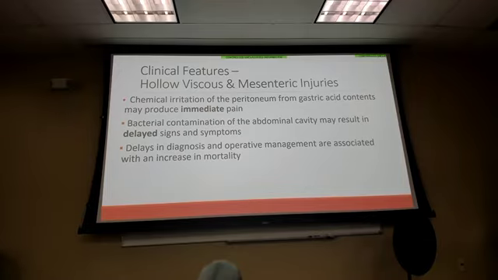And here's a little bit on how that patient may present, what kind of pain they have. So gastric contents may produce immediate pain, but we might not have bacterial contamination, so it can delay some of those signs and symptoms. So the big thing is always be suspicious for some sort of hollow viscus injury or those retroperitoneal structures.